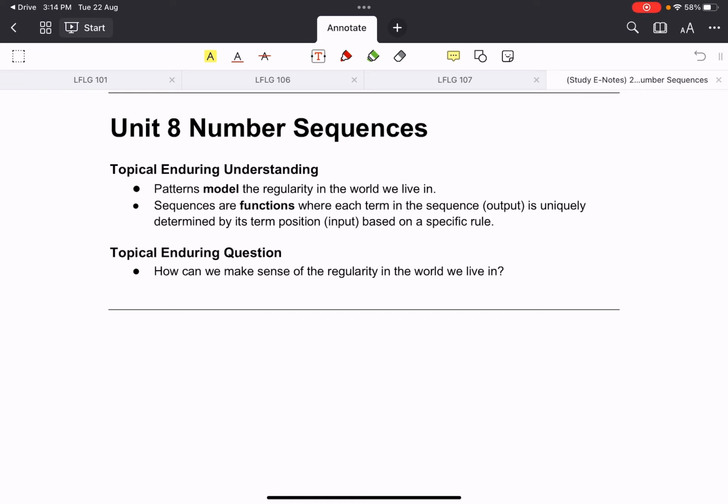So as you can see, we actually want to model patterns and regularity in the world to see some kind of structure. Now, sequences are actually functions where each term in the sequence is uniquely determined by its term position. So we will see how it works later, right? So it works as a function. We have recently learned algebraic functions, which is why this topic is suitable to come immediately after that, right? So let's jump straight in.